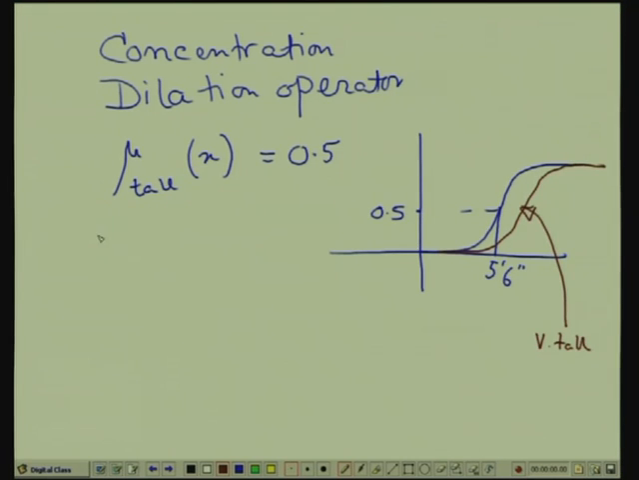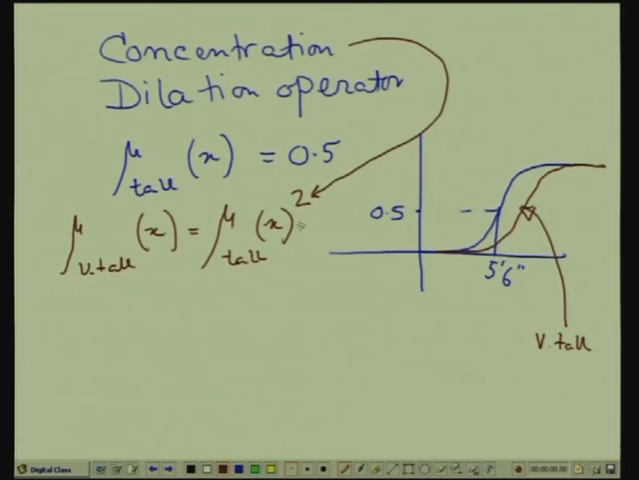Now, according to Zadeh, it is very convenient to have the membership of very tall at x obtained from this as mu of tall x, whole squared. So, this squaring operation is known as the concentration operation, and that is reflected in this curve.